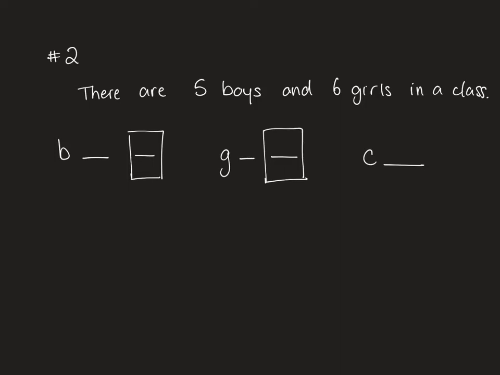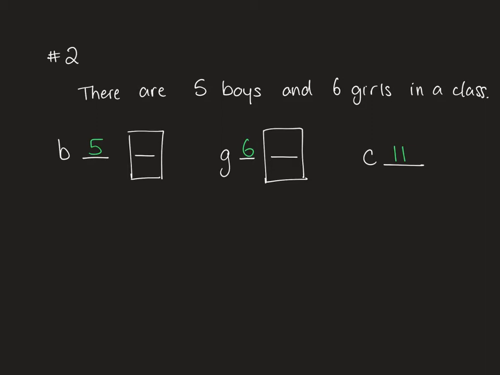So if there are 5 boys and 6 girls, how many boys do we have in the class? 5. How many girls do we have in the class? 6. How many children is that altogether? 11. So now we have to figure out how to write these as fractions.